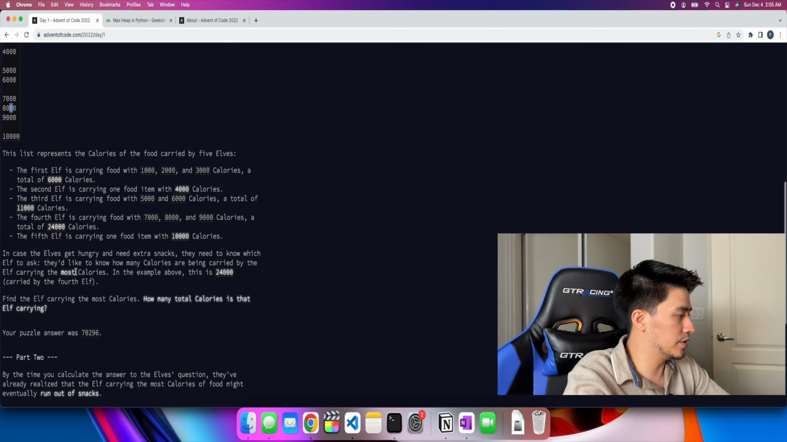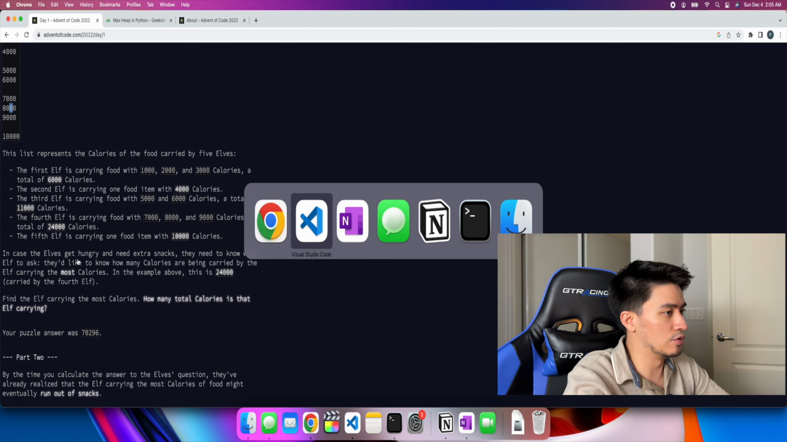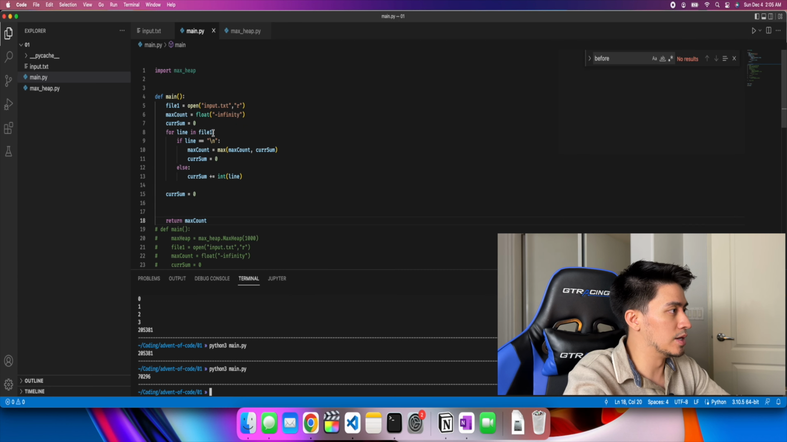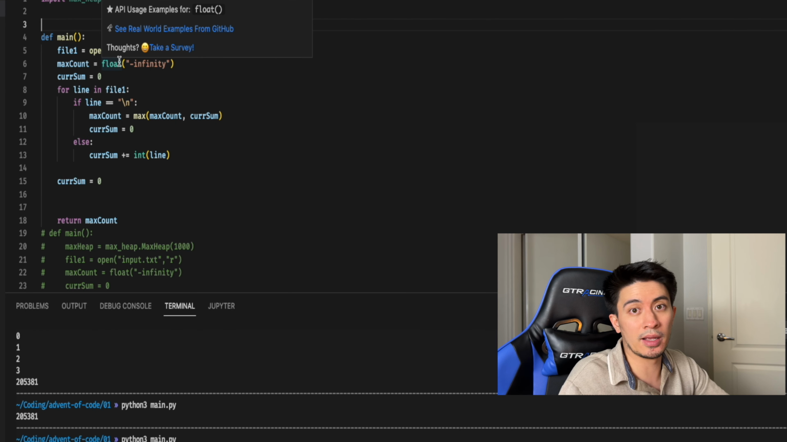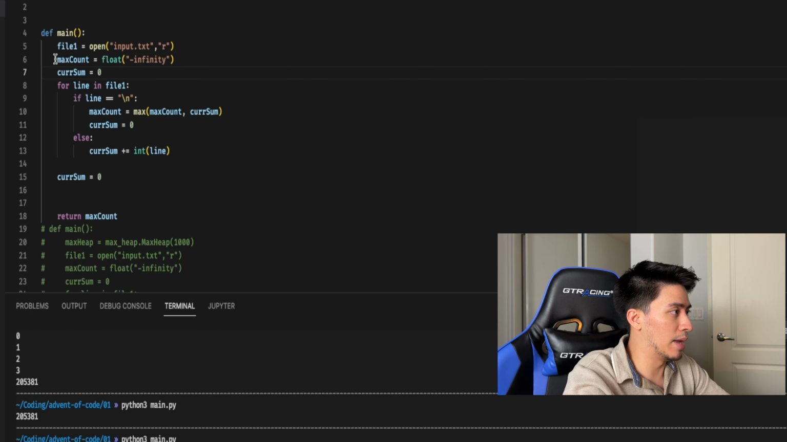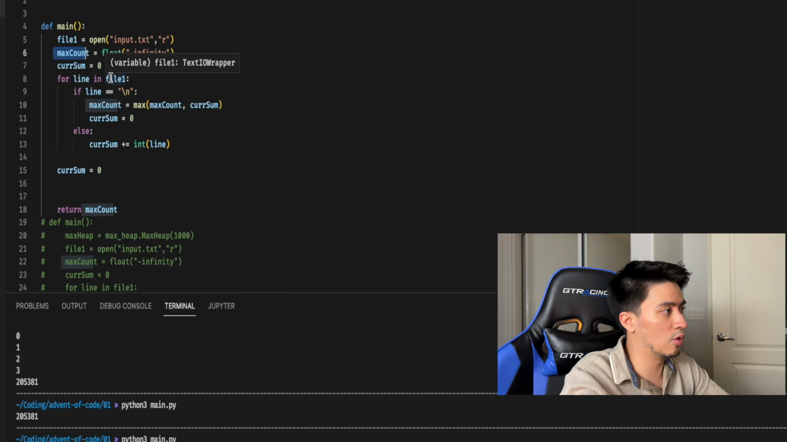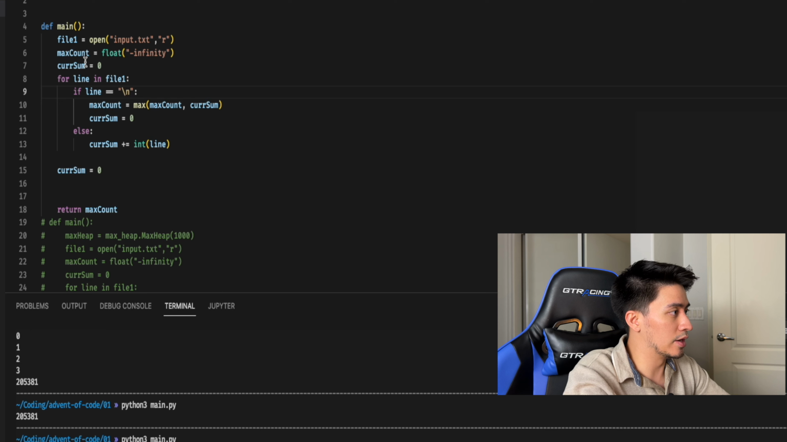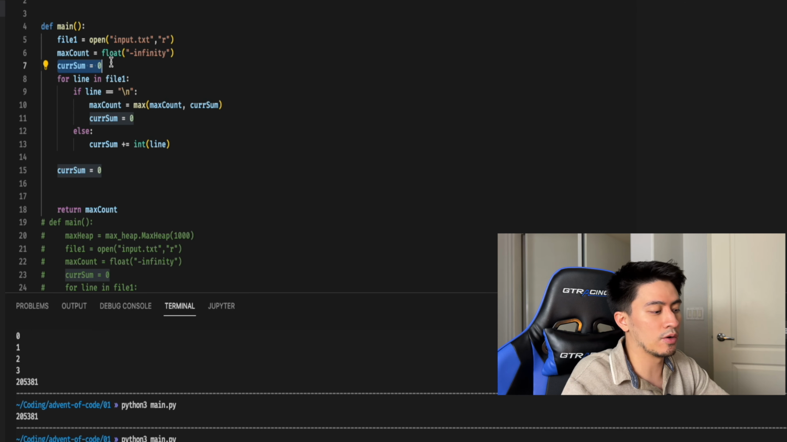So to solve this problem, really all you need to do, and I'll head over to Visual Studio Code, is determine whenever you reach a new line or a blank line, right? So what I did for this is you have a max count, and this is the global max that I have, which is going to be the elf with the highest amount of calories, and the current sum, which is going to be the current maximum for the iteration before we reach a new line.